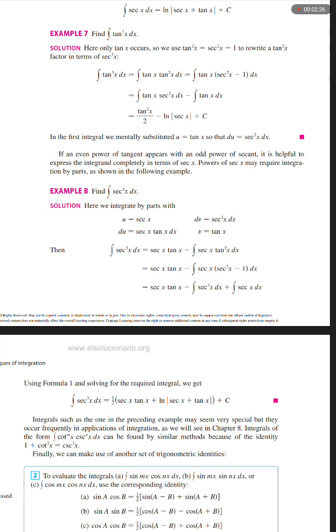Then the integral of secant cubed x dx equals secant x tangent x minus the integral of secant x tangent squared x dx equals secant x tangent x minus the integral of secant x (secant squared x minus 1) dx equals secant x tangent x minus the integral of secant cubed x dx plus the integral of secant x dx.